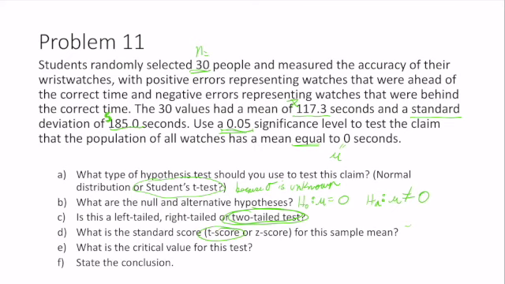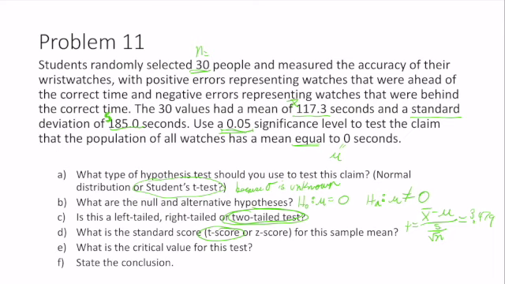So we take t equals x bar minus mu over our standard deviation over the square root of n. This is incredibly similar to our z-score equation, except we have an s instead of a sigma. I plug in my values, and I get a t-score of 3.479.